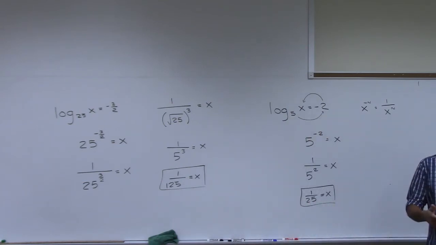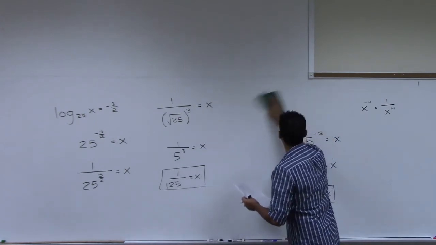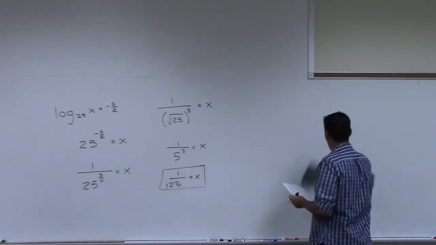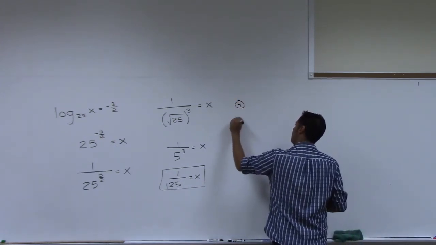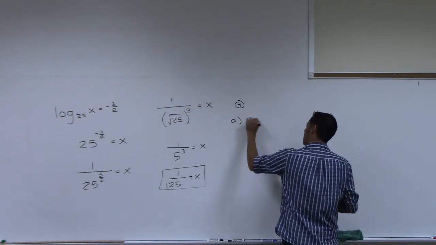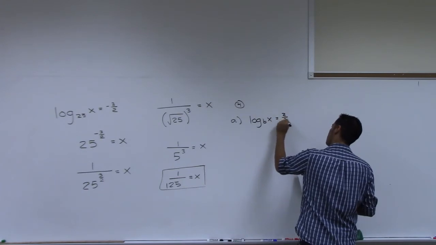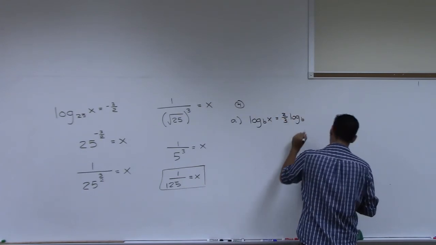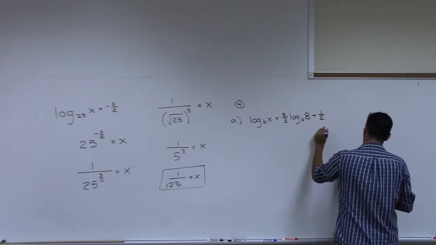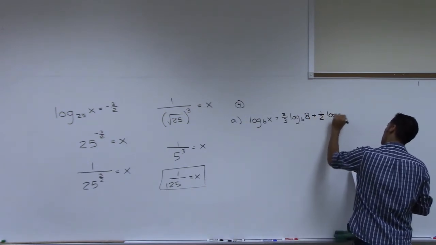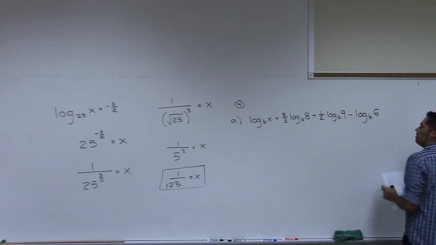All right, we good? That kind of clear up any issues? All right, good. All right, let's move on to number 4. So for number 4, we're going to solve some equations. Part A, log base b of x equals 2/3 log base b of 8 plus 1/2 log base b of 9 minus log base b of 6.